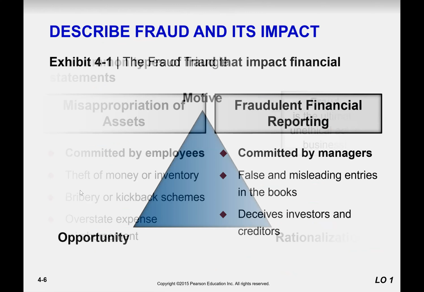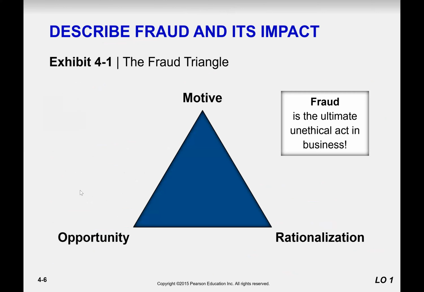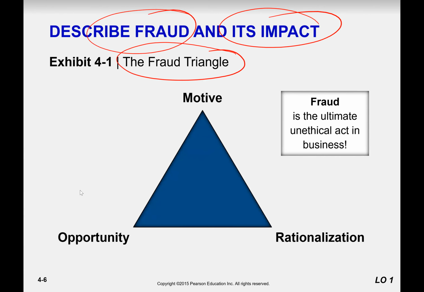Now the next logical question is, what are the causes of fraud and its motive? So we categorize the fraud into a triangle. We call it the fraud triangle through a graphical representation. So the causes of fraud, number one, is motive.